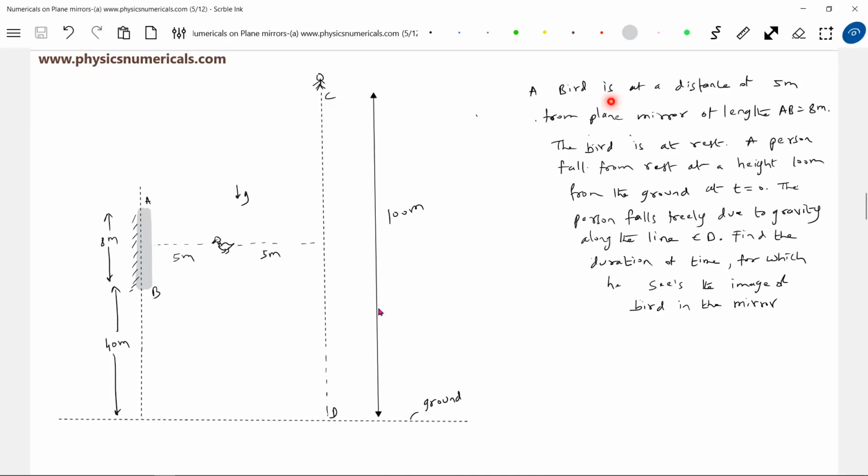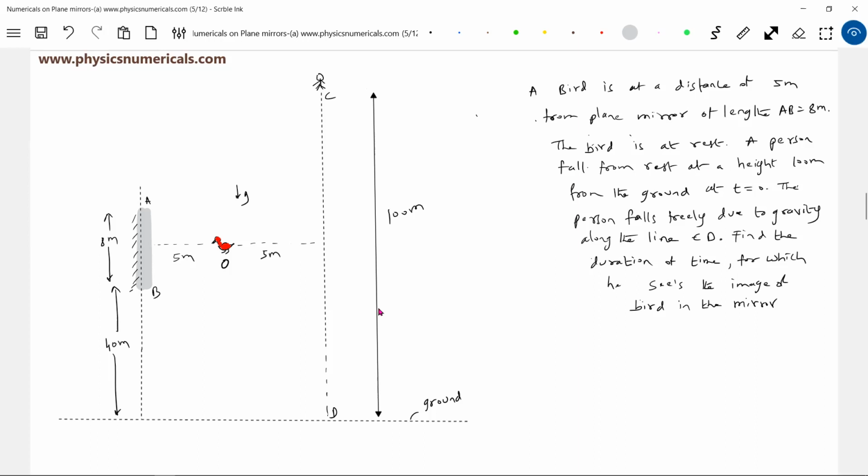Let's take another problem. Now, read the question. A bird is at a distance of 5 meters. Where is the bird? The bird is this one. I'm showing it in red color. Okay, this is our bird. A bird is at a distance of 5 meters from the plane mirror. What is the length of the plane mirror? 8 meters. Okay, this will be 4 meter, 4 meter. Exactly, the bird is on the bisector of this plane mirror. What is the state of the bird? The bird is at rest. Okay, we'll call this bird as object O.